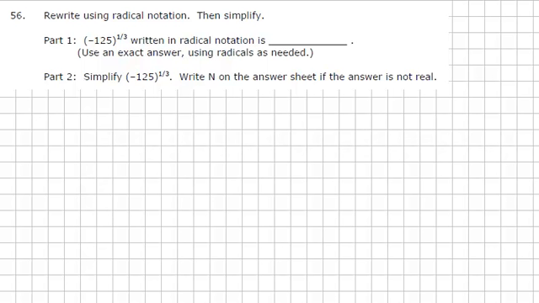So the first thing we have to do is to recall the meaning of a rational exponent. In general, if we have a base a raised to the 1 over n power, the n in the denominator of the rational exponent indicates that we need to take the nth root of the base. So the n in the denominator of the rational expression indicates that we need to take an nth root.